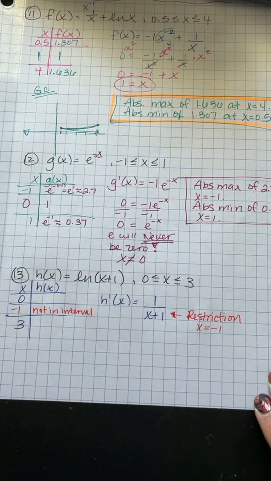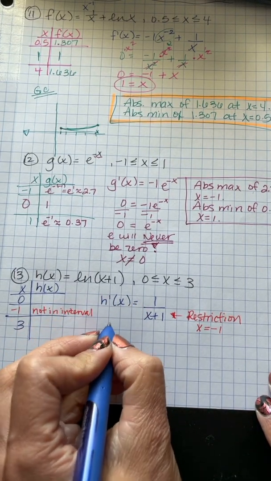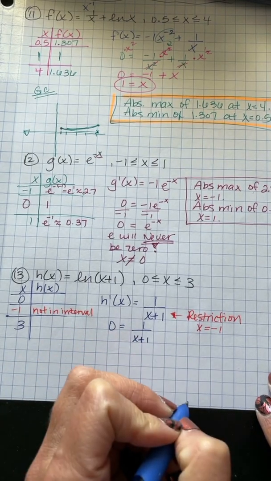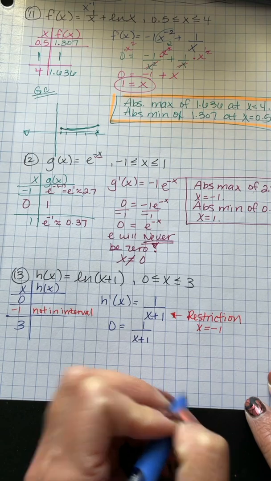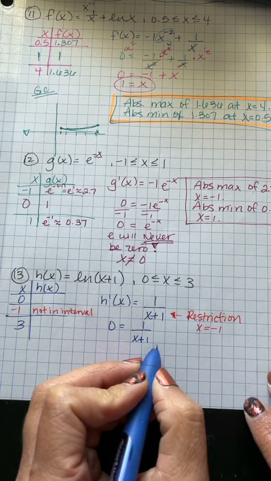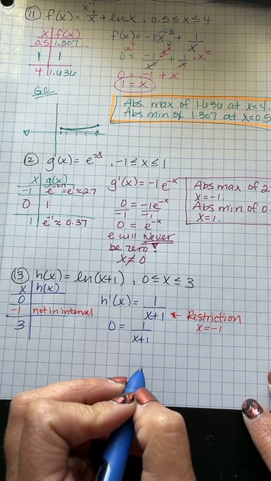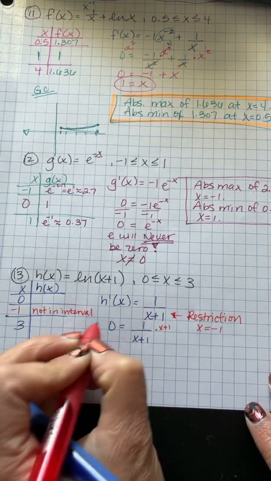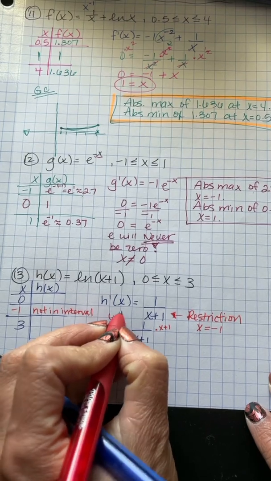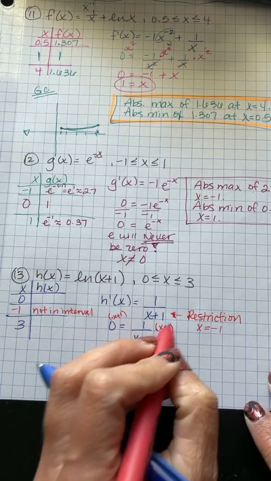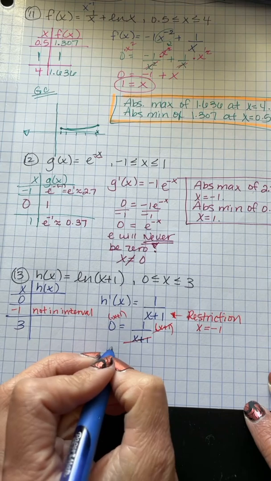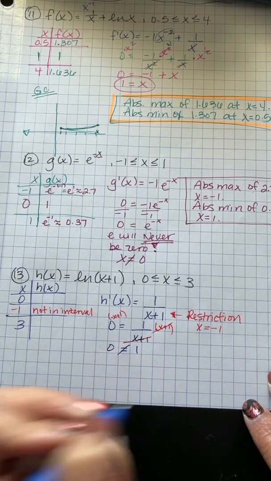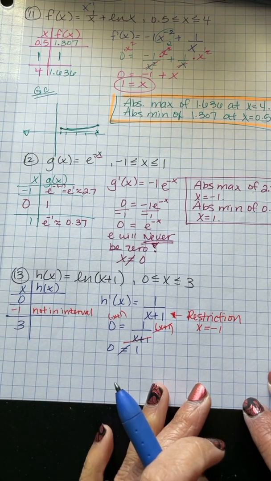All right, let's go ahead and solve this. Set it equal to 0, because you always set the derivative equal to 0 to find the critical values. Basically where it crosses the x-axis on the derivative graph. I need to solve for x, so we multiply both sides by x plus 1. It cancels out here, and 0 times anything is 0. But 0 does not equal 1. So there are no critical values in the middle. We just have the endpoints.